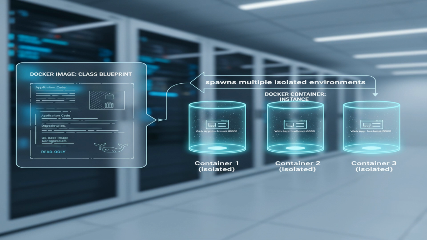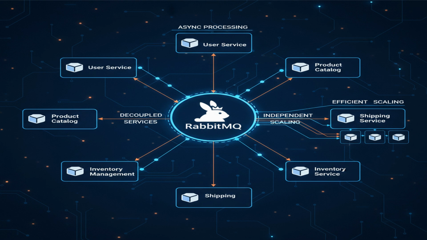The relationship is that of a parent and child. The image is the parent, and the container is the child. Understanding this distinction is crucial for effectively using Docker. This allows you to easily scale your application by running multiple containers from the same image. Now let's dive deeper into how images and containers work together.